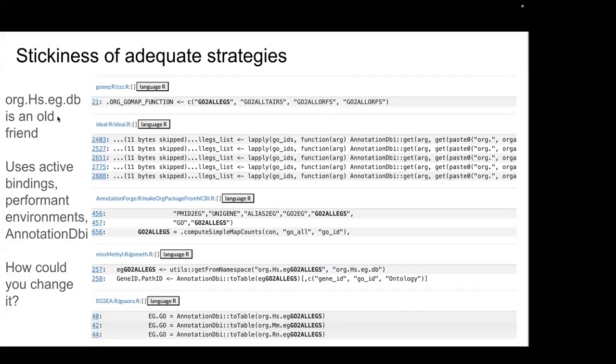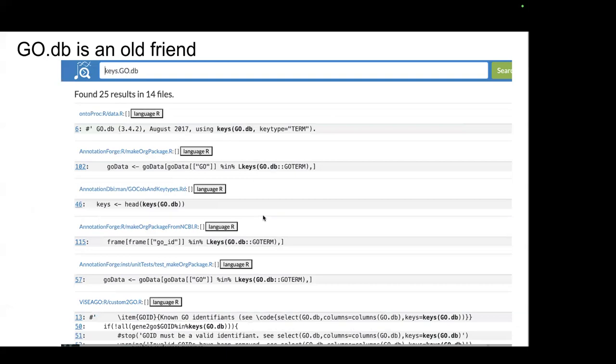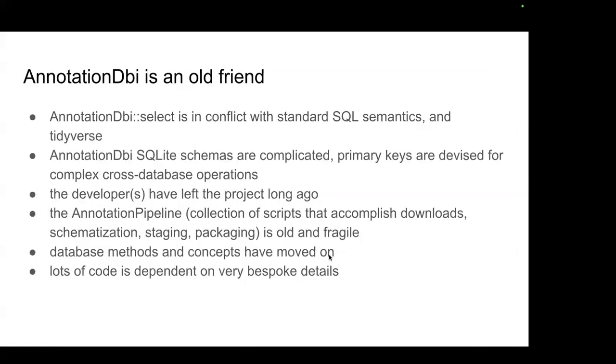So active bindings, performant environments, annotation DBI, they're very deep, and changing them is not going to be a very straightforward task. Go.db has its own API for the gene ontology, and you can see keys or select being used as different ways of getting information about the ontology. And it all lives in annotation DBI. All the infrastructure is there, but it has a method called select that's in conflict with what you use for SQL and what you use select for in the tidyverse.